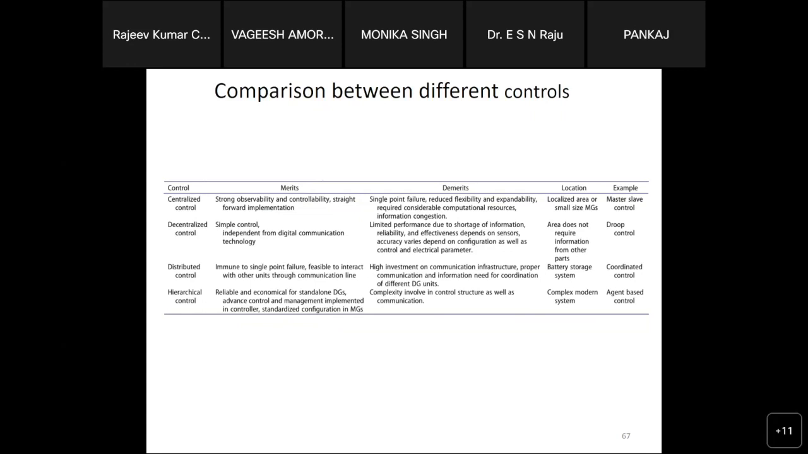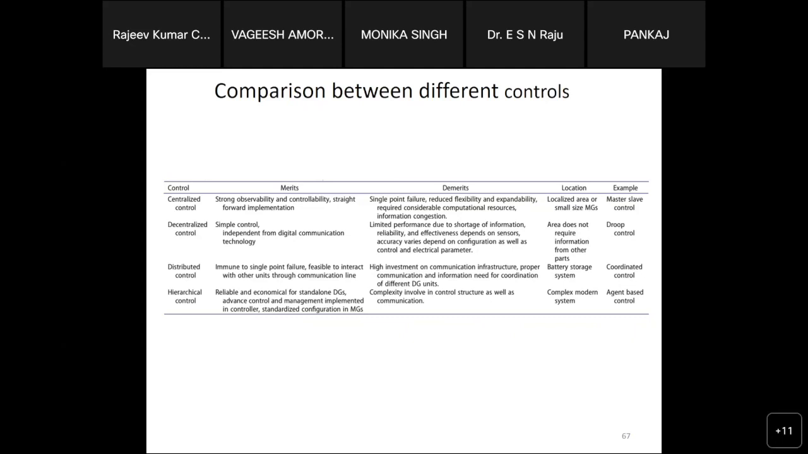With less communication technology, we can implement decentralized control. The main problem is limited performance due to the shortage of information. As I mentioned earlier, there is no coordination between the different secondary-level decentralized controllers. That causes accuracy problems, and also some other control issues as well as electrical parameter issues.